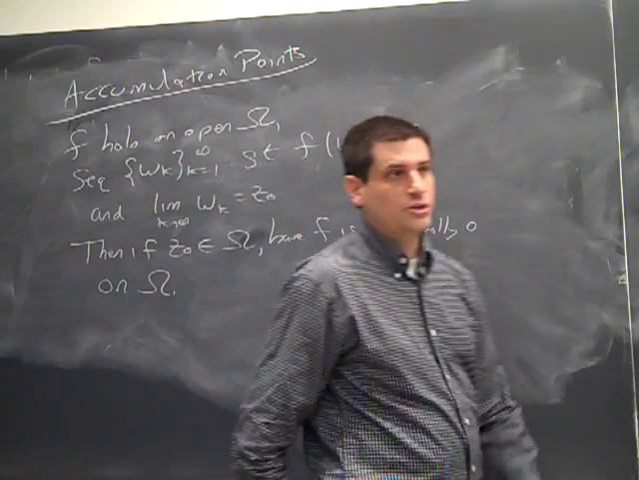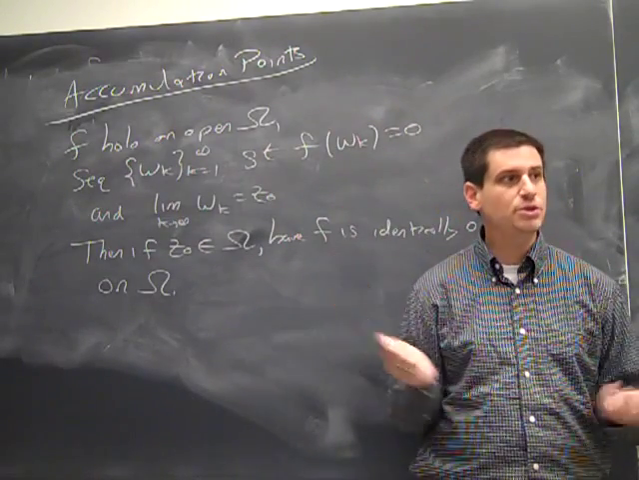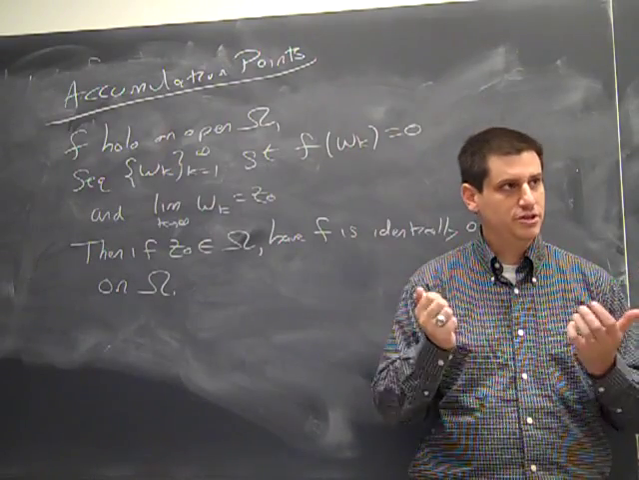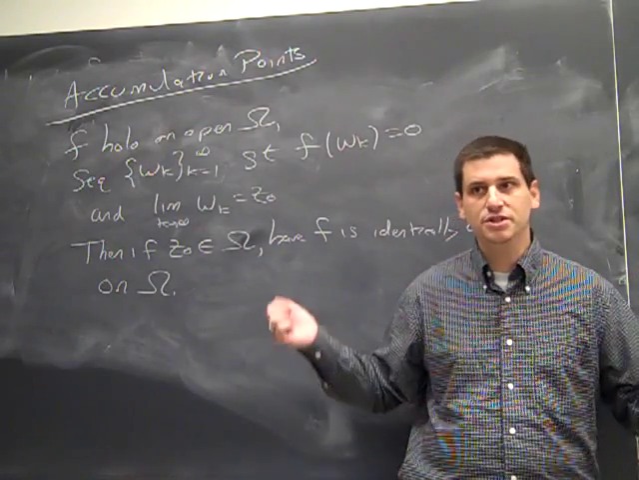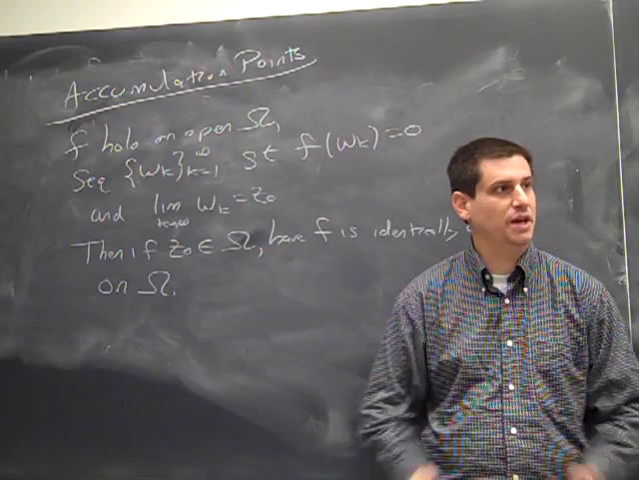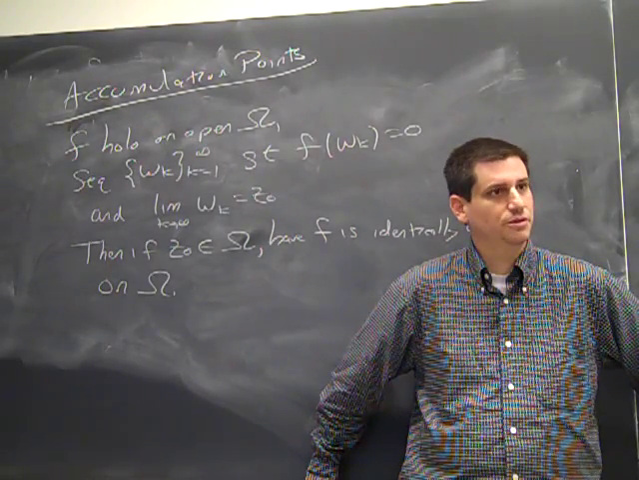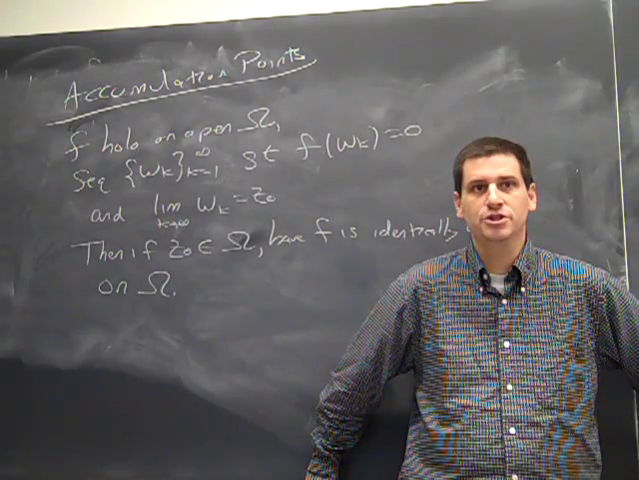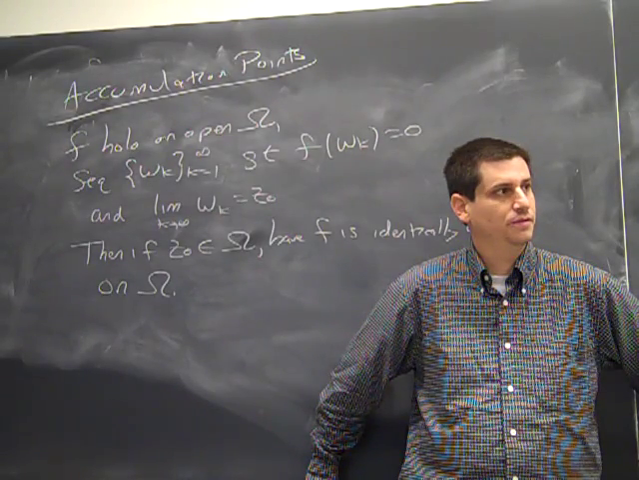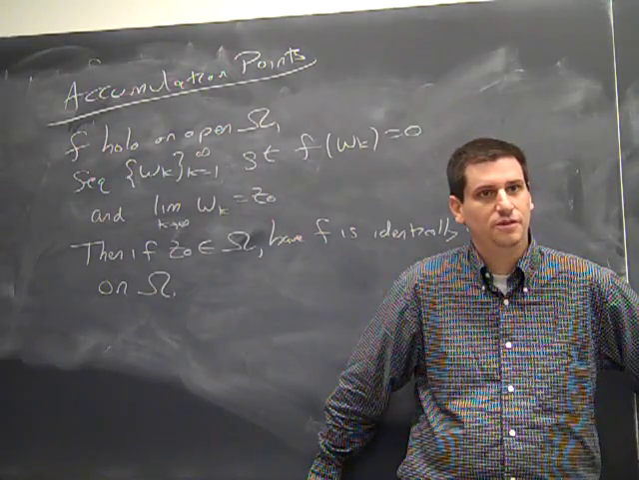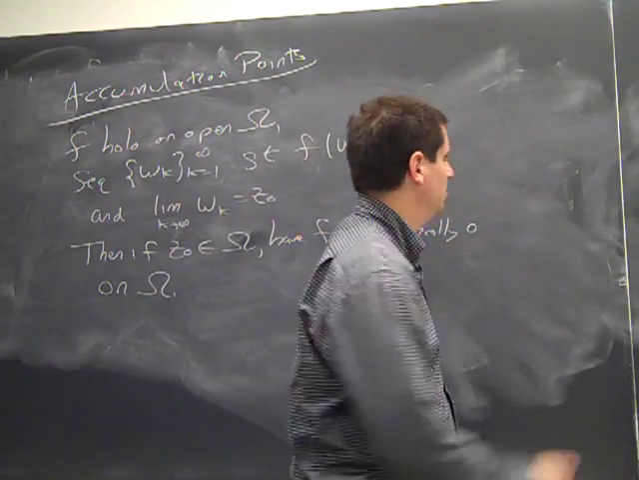Okay? So let's think about what this is saying. I have a sequence of points. My function is 0 for every term of the sequence. The sequence converges to a point in my space. Then my function is identically 0. Is this true for functions of a real variable that are holomorphic? So what's the real counterexample?